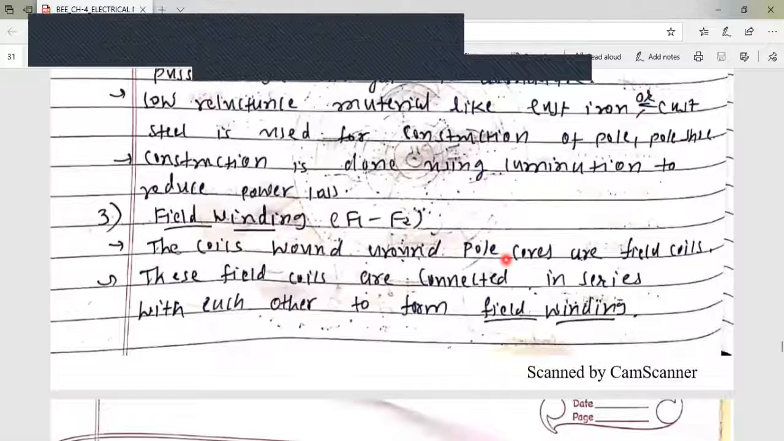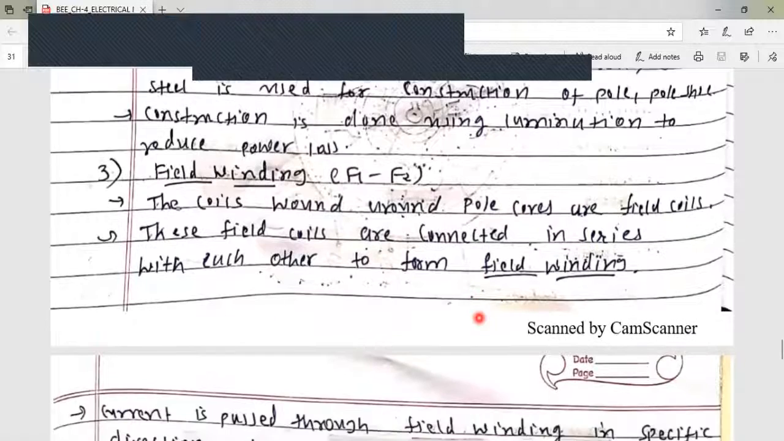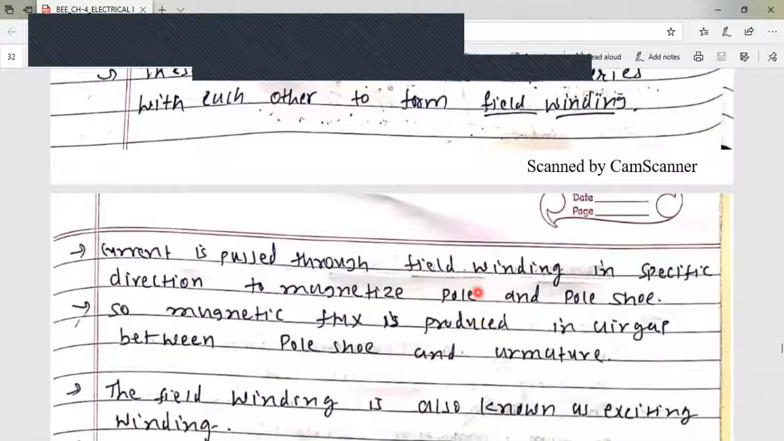Coils wound around the pole cores are field coils, or field windings, connected in series with each other to form the field winding. Current is passed through the field winding in a specific direction to magnetize the poles. So magnetic flux is produced in the air gap between poles and armature. Here, flux is produced in the air gap between poles and armature.